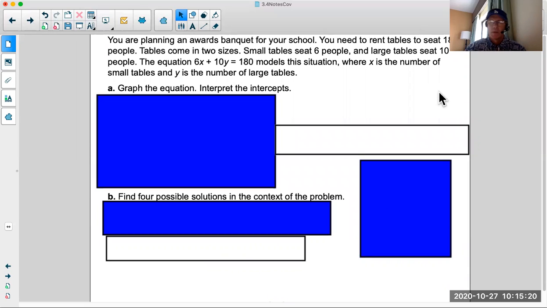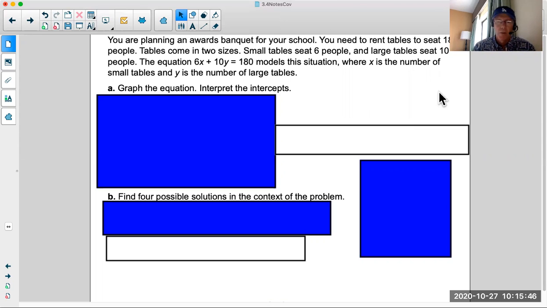Okay. All right. So let's go back now and let's try a couple of word problems here. We got this. All right. You're planning an awards banquet for your school or for your Dodgers as they come back into town and COVID's done and we can actually have a celebration. So you're planning an awards banquet for them. You need to rent tables to seat 180 people. Okay. The tables come in 2 sizes. There's small tables that sit 6 people and large tables that seat 10.